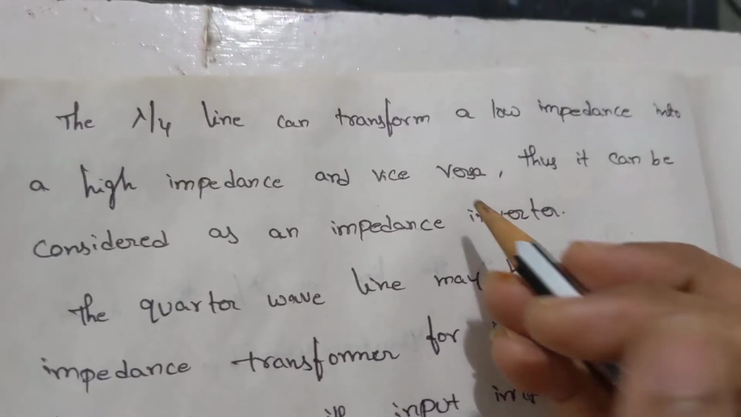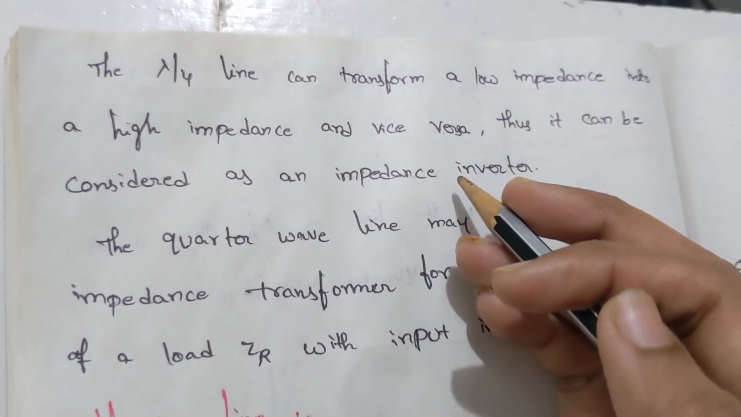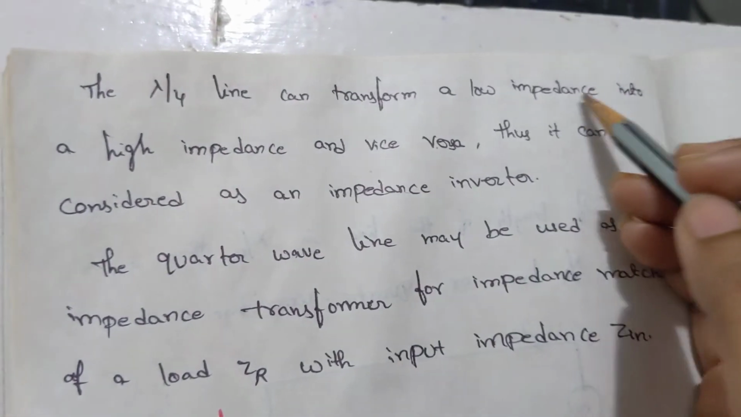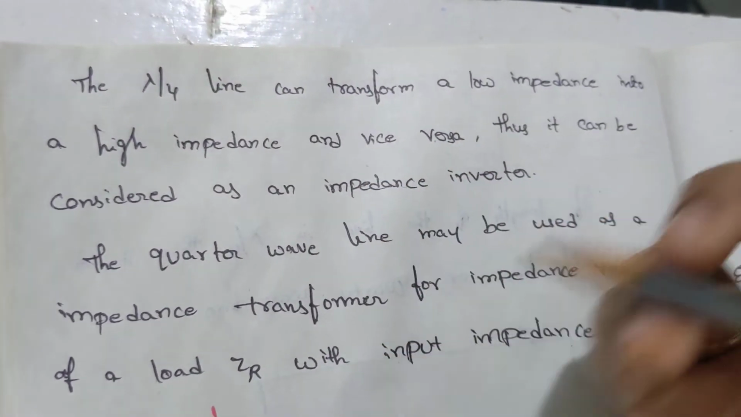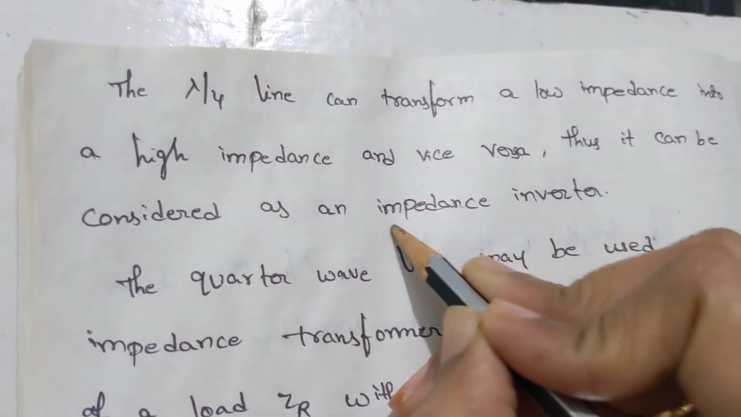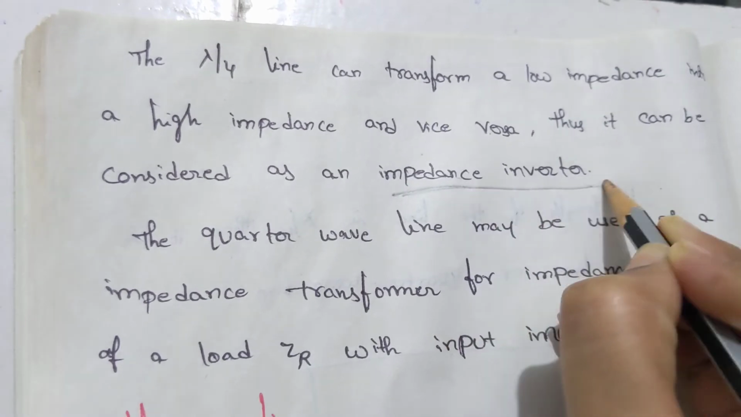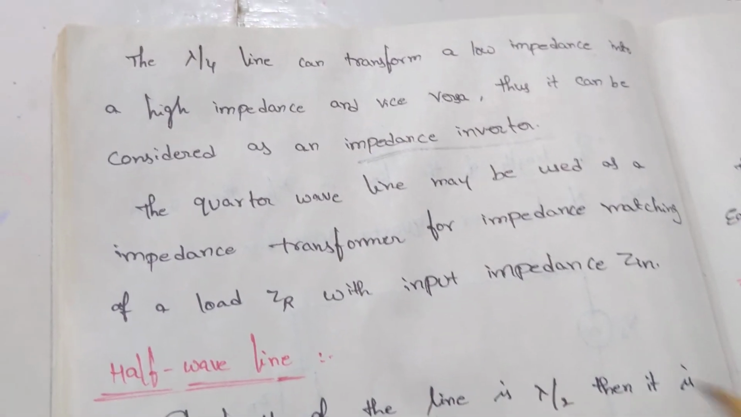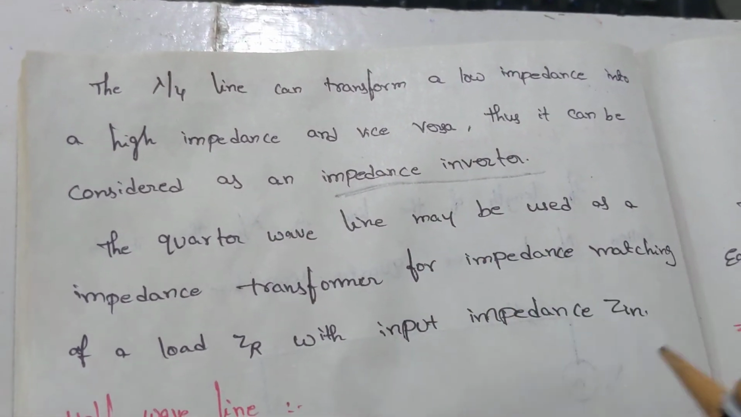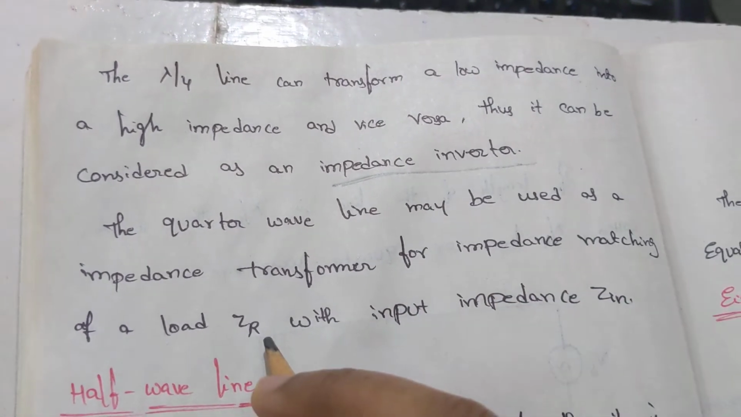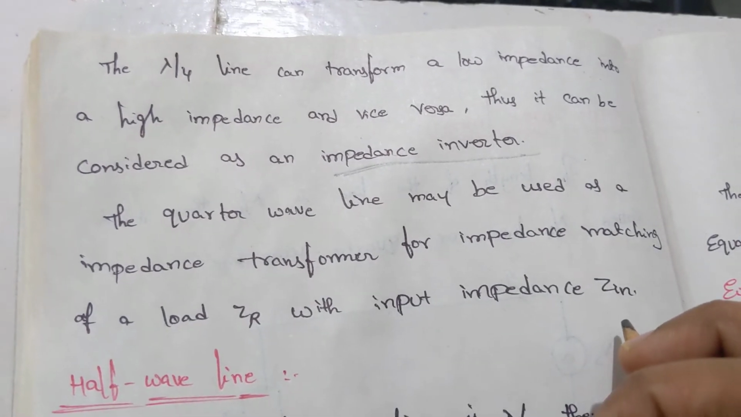From this we can say that the quarter wave line can transform a low impedance value into a high impedance value and vice versa. So this is considered an impedance inverter. The quarter wave line may be used as an impedance transformer for impedance matching of the load Zr with input impedance of Zin.